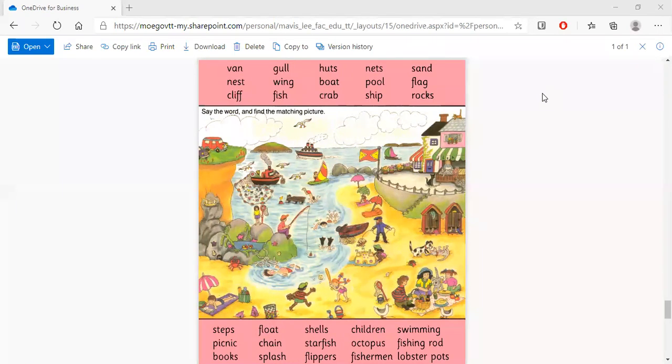Okay? So we have the first word, van. Let's see if we see a van. Yes, here it is. That's a van. Then we have gull. A gull is a bird, a white bird. Here's a gull.